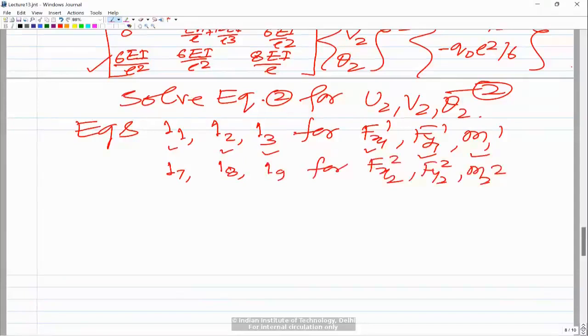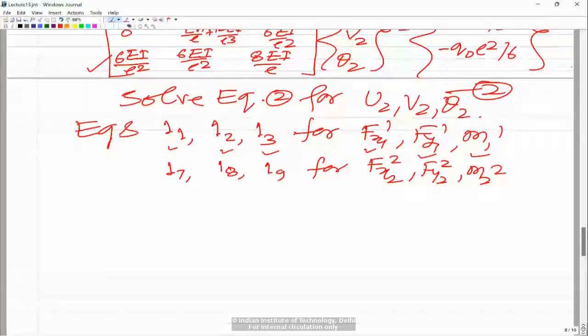And once you have got this information, I am leaving this as a homework for you. So you'll have to solve. First you get u2, v2, theta 2, then get these variables from equations 1 2 and 3, and these from equations 7, 8 and 9. And then the post processing.